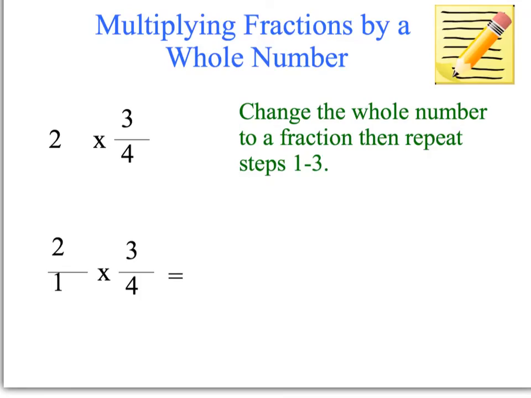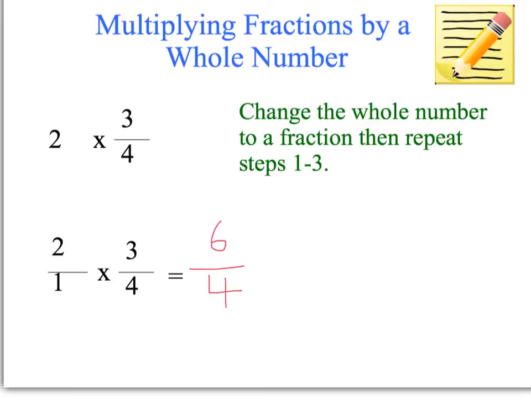Right, when we're multiplying fractions by a whole number, you need to change the whole number to a fraction, and then you can just multiply like we did previously using steps 1 to 3. So, for example, here we have 2, a whole number, multiplied by 3/4. So to change it to a fraction, we just put it over 1, okay? Because we know that 1 over 1 equals 1 whole. So 2 over 1 will actually equal 2 wholes. So then we multiply together, 2 3s are 6. 1 times 4 is 4.